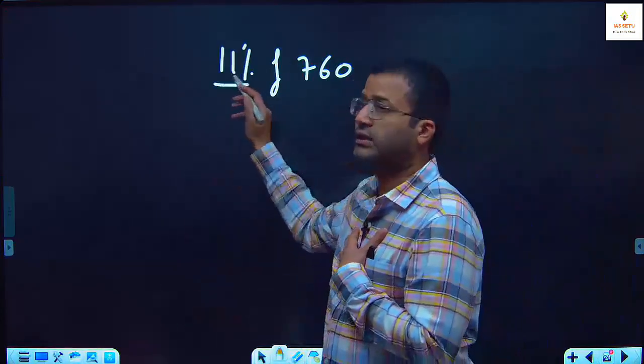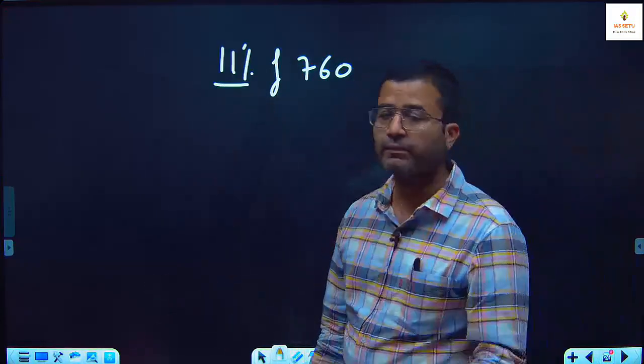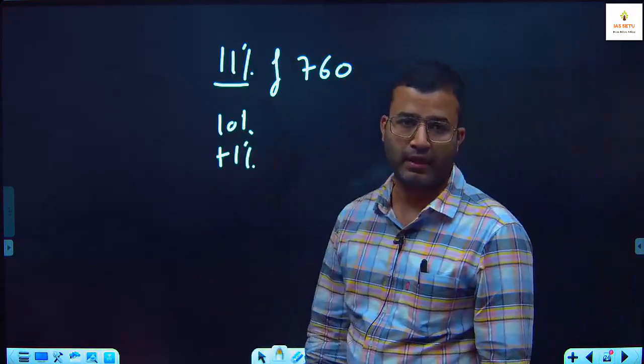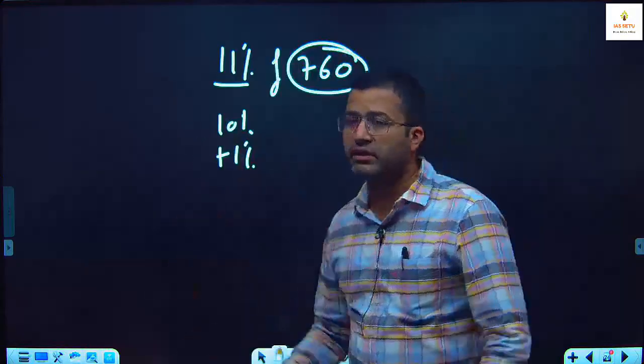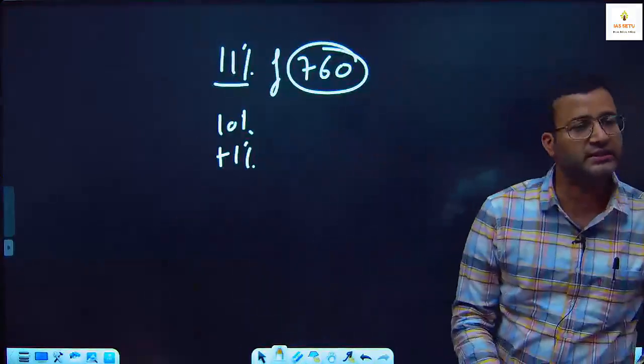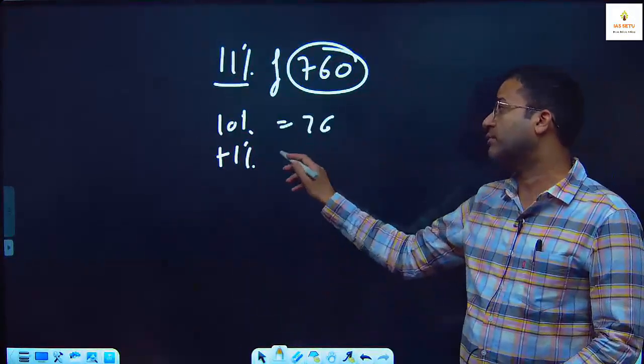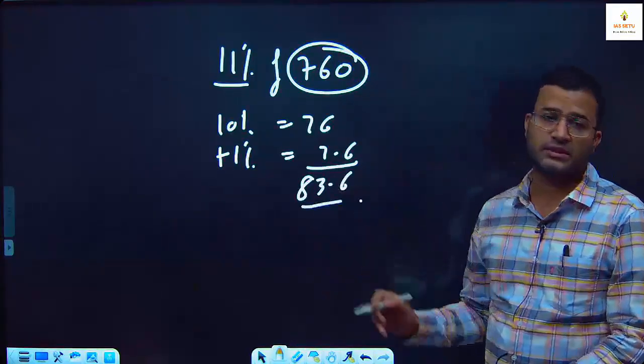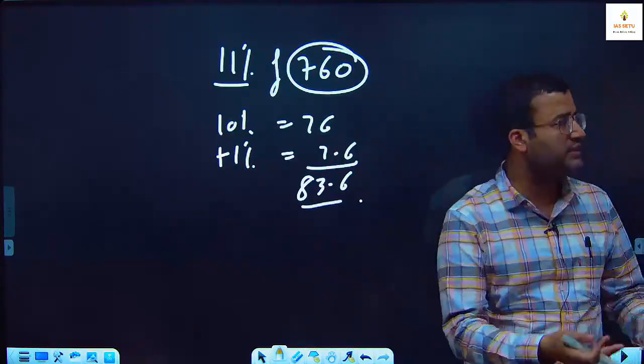I break the number. 11% I take as 10% plus 1%. This is total value 760. What is 10% of 760? 76. What is 1%? 7.6. So we get 83.6. तो कुछ वैल्यू में इस तरह से भी कर लेते हैं.